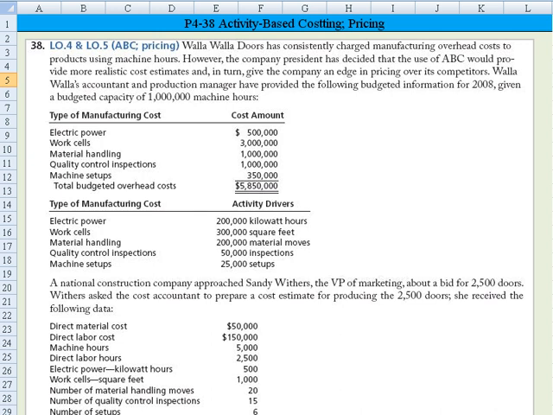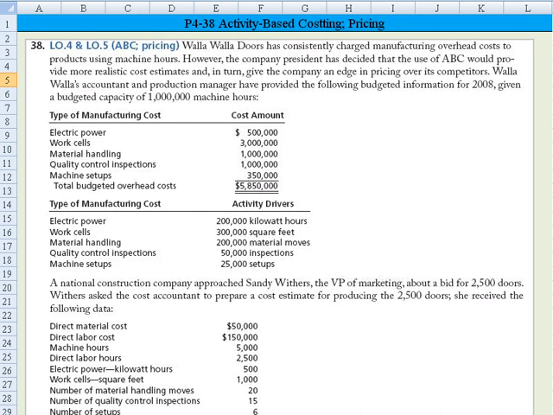Okay, let's take a look at problem 4-38, which deals with activity-based costing and pricing. Walla Walla Doors has consistently charged manufacturing overhead costs to products using machine hours. However, the company president has decided that the use of ABC would provide more realistic cost estimates and in turn give the company an edge in pricing over its competitors.